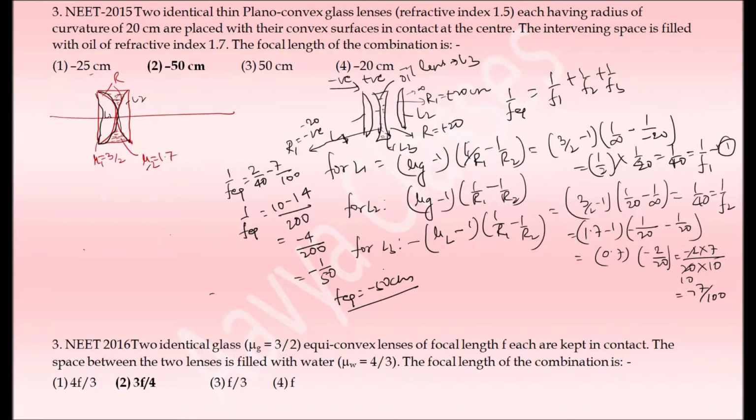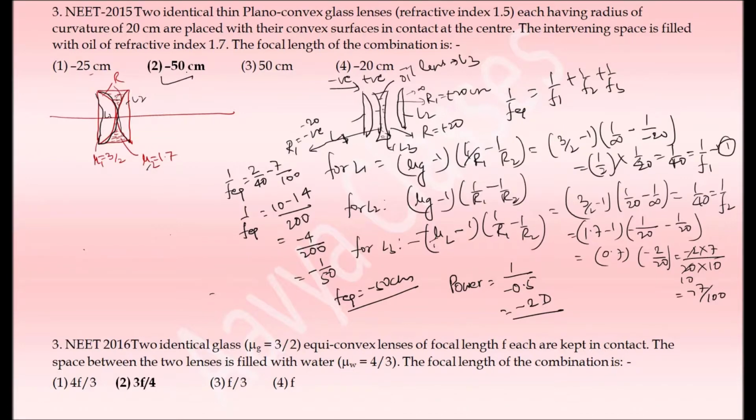So basically this combination will behave as a diverging lens, and if you have to calculate the power of the system, then power is equal to 1 by f, and it is equal to 1 by minus 0.5. So the power comes equal to minus 2 diopter. In this way we can calculate the focal length of this combination. If you see the options, then option second is correct. That is, the focal length of the combination is minus 50 centimeter.